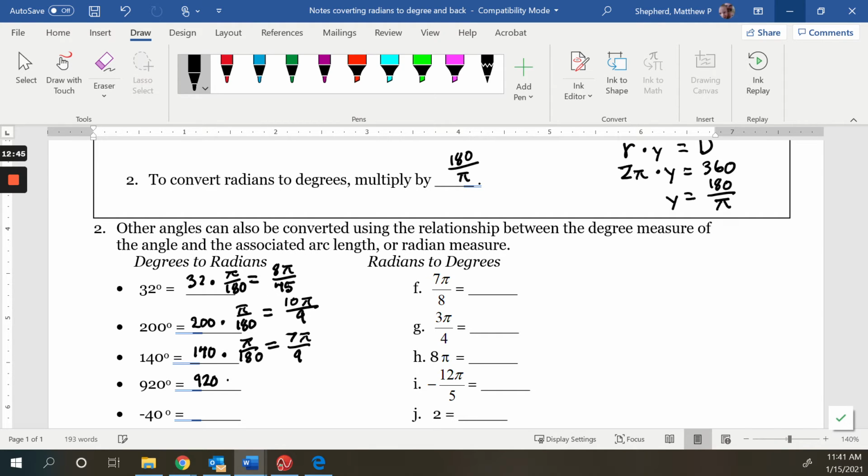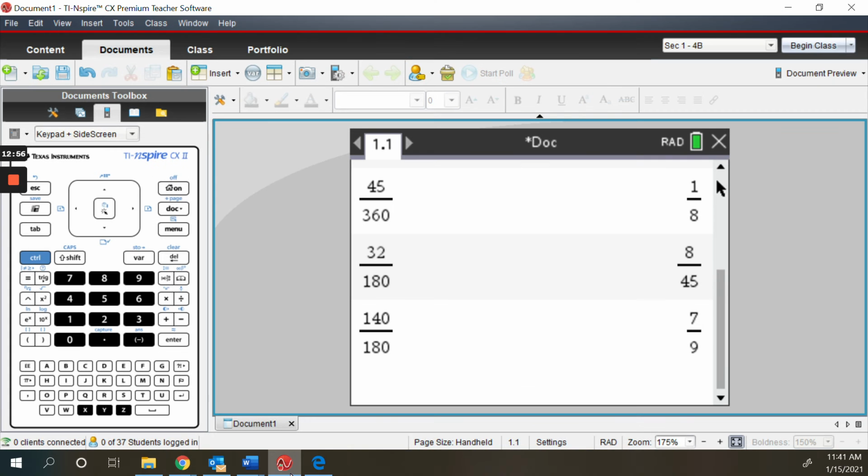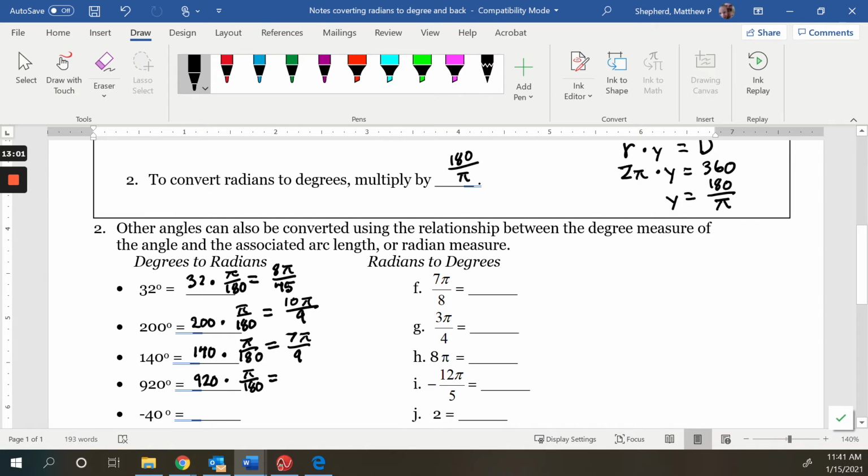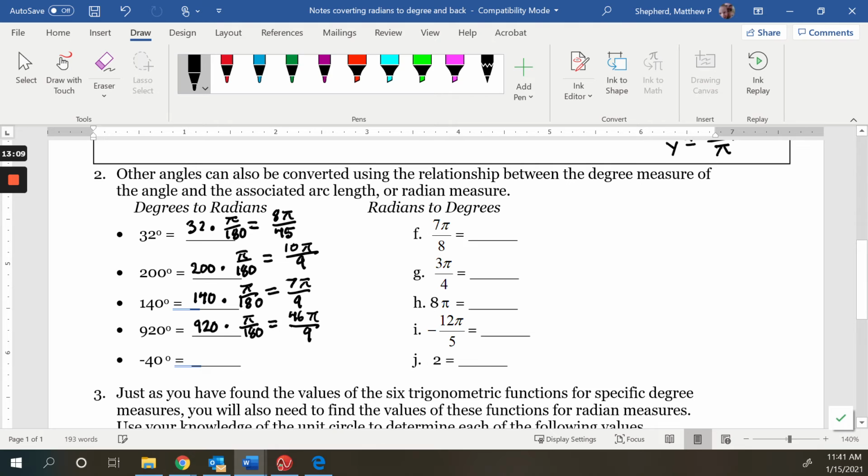920 degrees. So we've gone around the circle more than once. So pi over 180. So 920 divided by 180. 46 ninths. So 46 pi over 9. Now I hope you're seeing that once you understand it and you have this number firmly in your head, this work is fast. It is not tricky to do. You're just multiplying a whole number by a fraction and then simplifying.